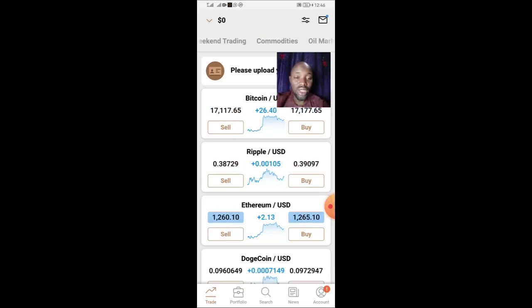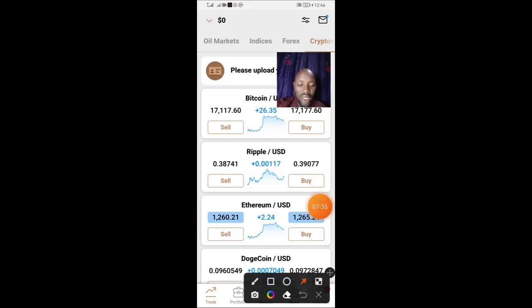Now, if we scroll again, we see that we have the oil market. This oil market means you can trade on any particular kind of oil, and in whatever country that oil is, you can easily purchase and also sell. Then here are indices. Most people may wonder what indices are. Indices are just like a digital asset representing a particular organization or company.